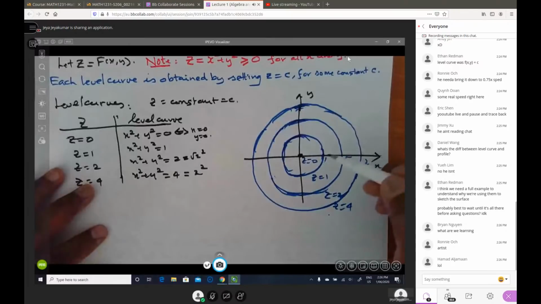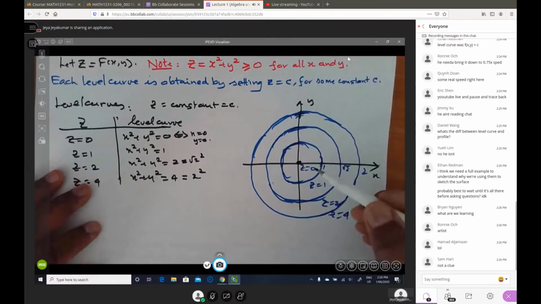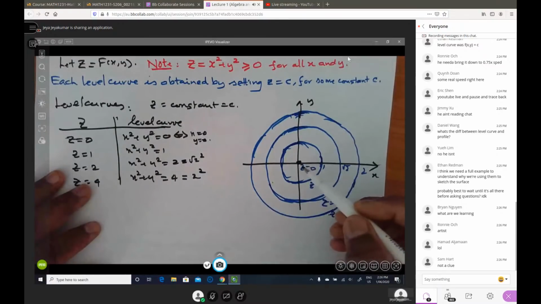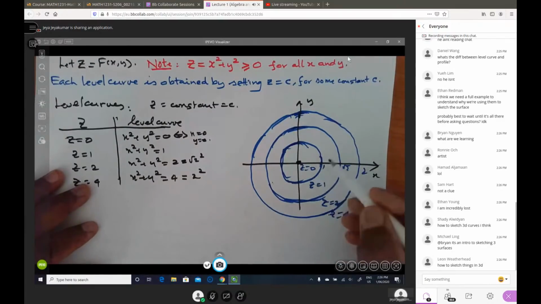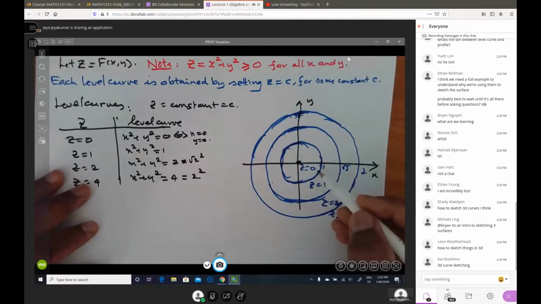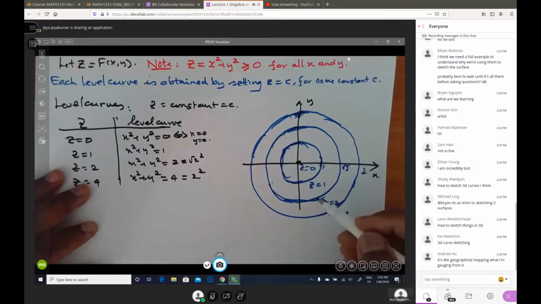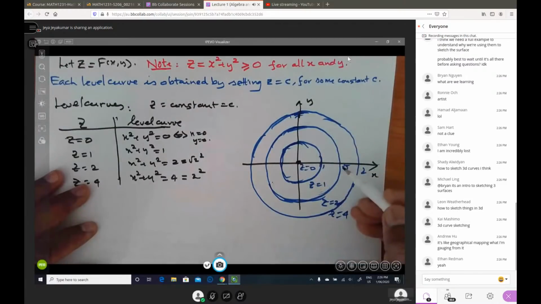So what does it tell you when you, in three-dimensional space, sketch the surface? When z equals 0 in the xy plane, you have a point. When z equals 1, the intersection of the surface and the z equals 1 plane is a circle of radius 1. And similarly here, the intersection of the plane z equals 2 and the surface is a circle with radius root 2, and so on, right?